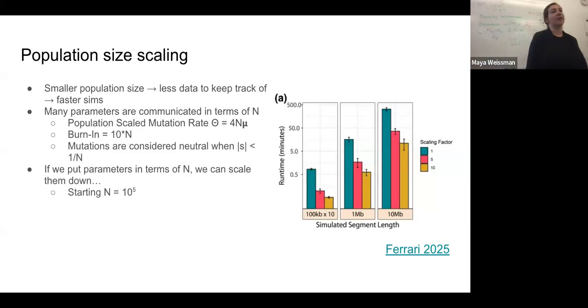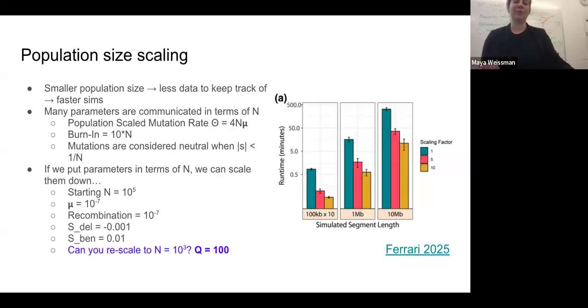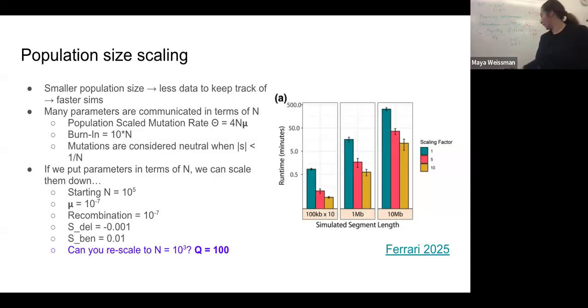So let's say we have a starting N of 10^5, but we want our simulation to run a little bit faster. We have mu of 10^-7, recombination of 10^-7, S del is -0.001, S ben is 0.01. If we wanted to rescale all of this to a smaller population size, say 10^3, we would use a scaling coefficient of 100. So now, in other words, I'm saying N0 equals N new times Q.